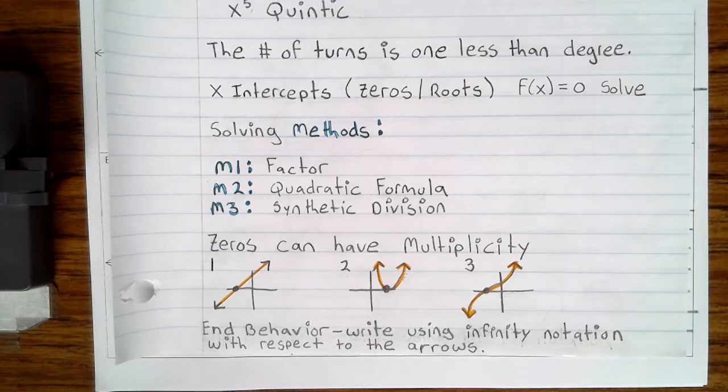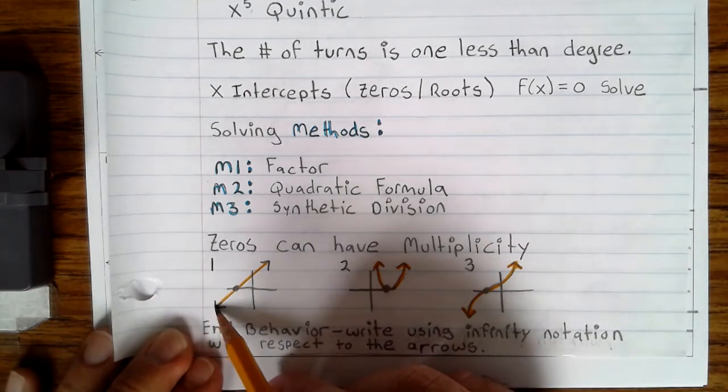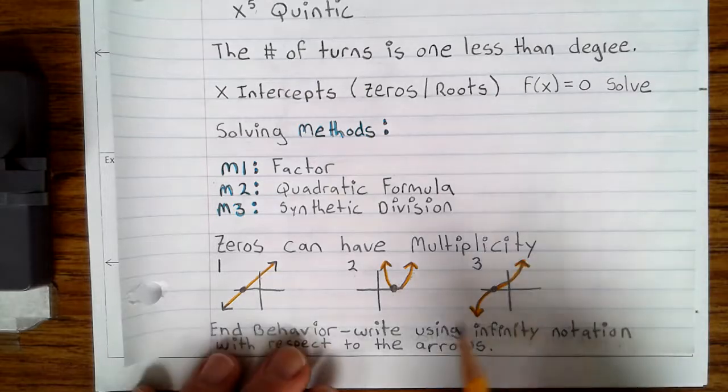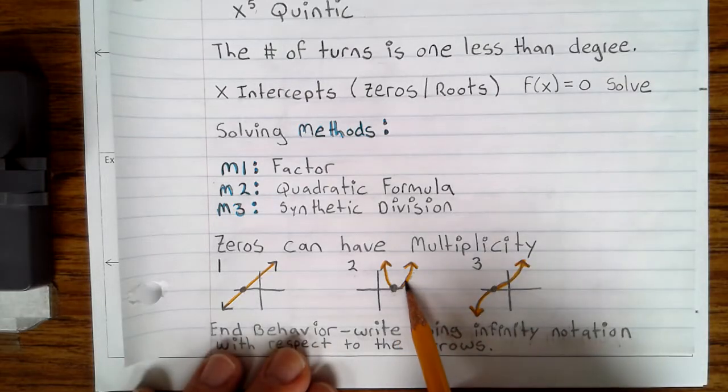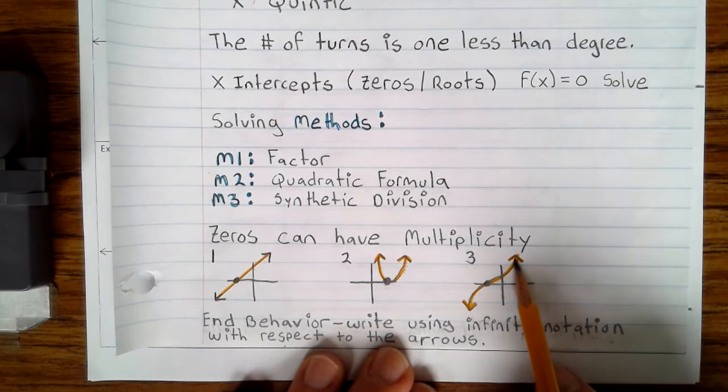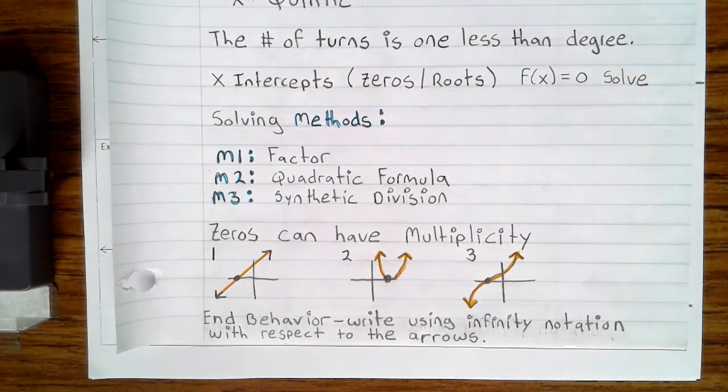Now, zeros can have multiplicity. Multiplicity of 1, the curve goes through the point. Multiplicity of 2, this is the one you have to pay close attention to, look for: it touches and turns. And then multiplicity of 3, you have the cubic function that goes through the point. Now, end behavior: write using infinity notation with respect to the arrows.